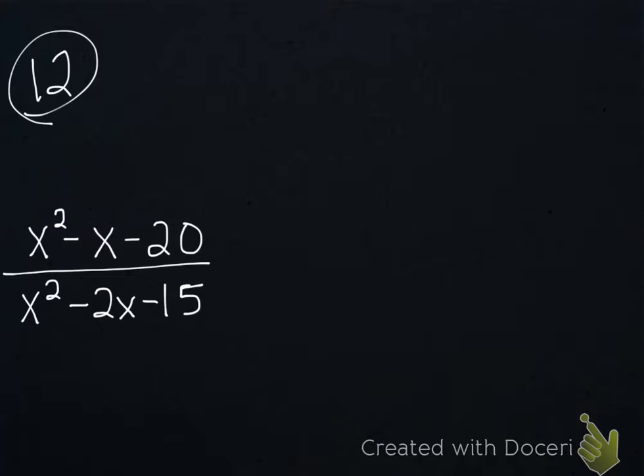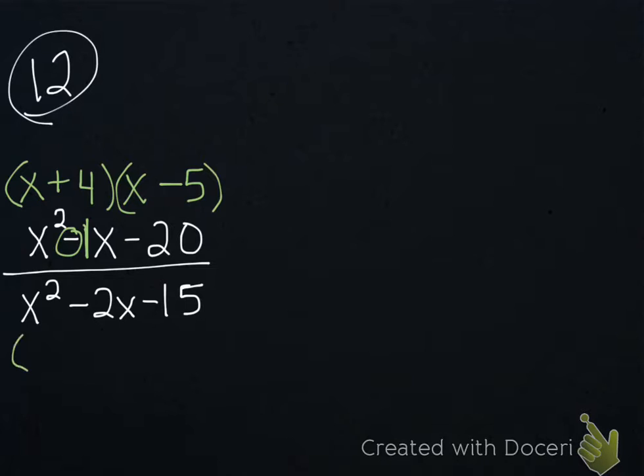Number 12. I have a quadratic on top and a quadratic on the bottom. That means we need to factor. So on top, what two numbers multiply to give me 20 and subtract to give me 1? Yes, there's a 1 in front of that x. Okay, that would be 5 and 4, right? So what is the sign? 5 should have the negative because it's bigger and it has the same sign as the middle. 4 is going to have the positive.